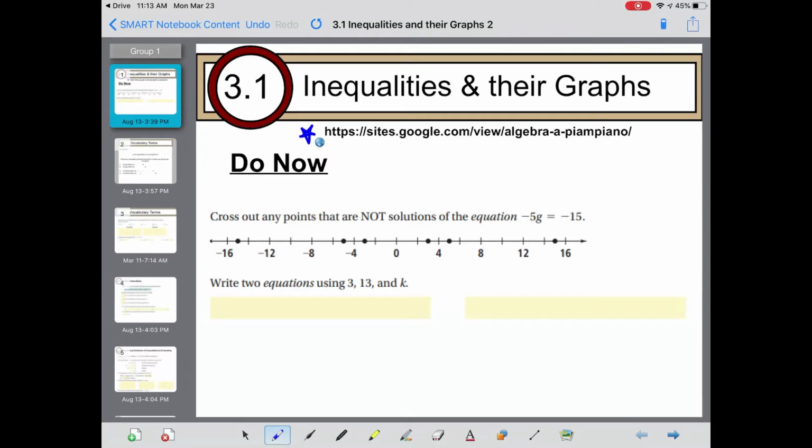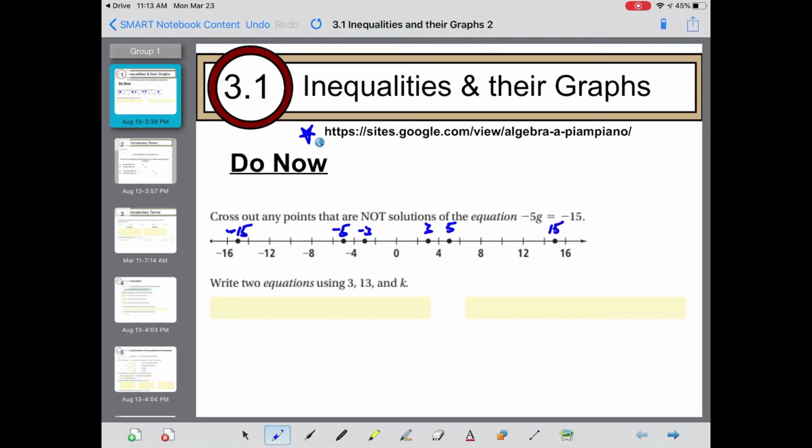So they want you to cross out any points that are not solutions of the equation negative 5g equals negative 15. Well, I'm just going to label my points quick. They give us negative 15, negative 5, negative 3, positive 3, 5, and 15.